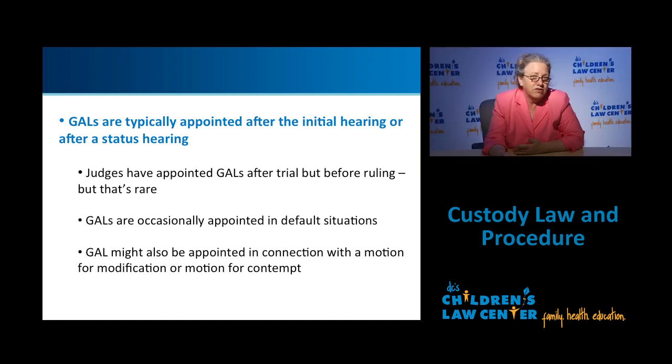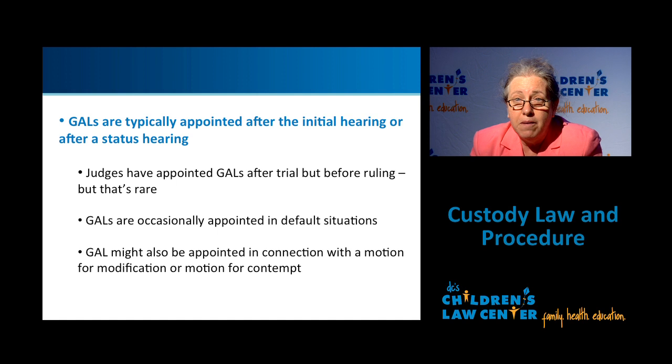A similar default situation in which GALs are sometimes appointed is third-party caregiver cases, when a third party has filed and no one has really come forward and contested. The judge may be comfortable fundamentally awarding custody to the third party, but because there's no one else there to test out the accuracy of what is being presented to the court, some judges, I think, want to do a little due diligence and have someone who does actually check out the situation and make sure that everything really is fundamentally okay. So that's another kind of default situation in which you may be appointed.